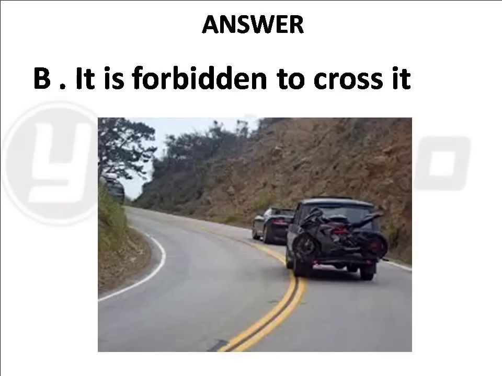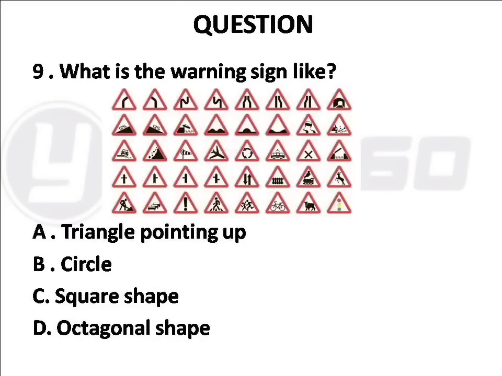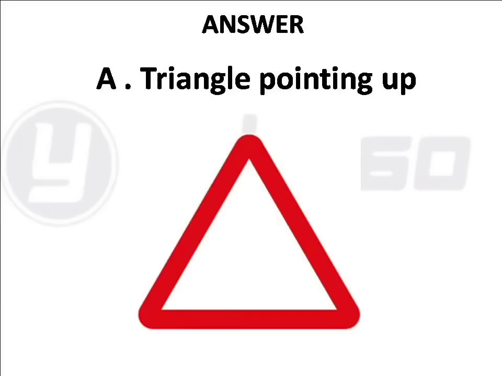Question number 9. What is the warning sign like? The options are: A, triangle pointing up; B, circle; C, square shape; D, octagonal shape. The answer is option A, triangle pointing up.